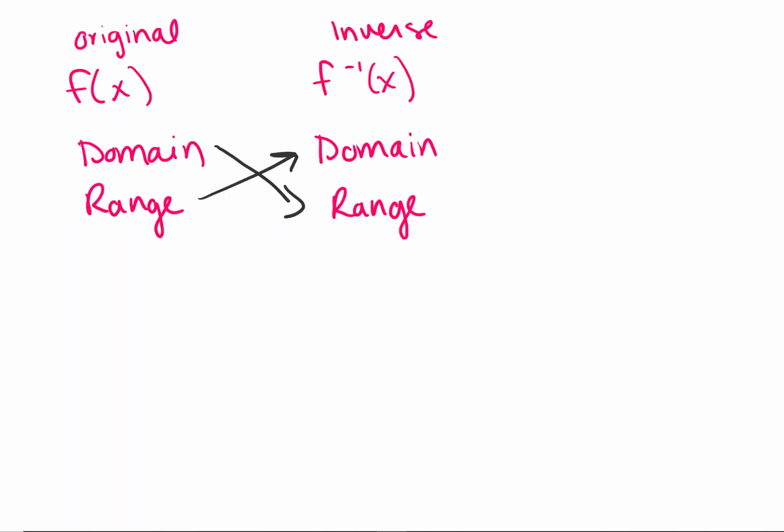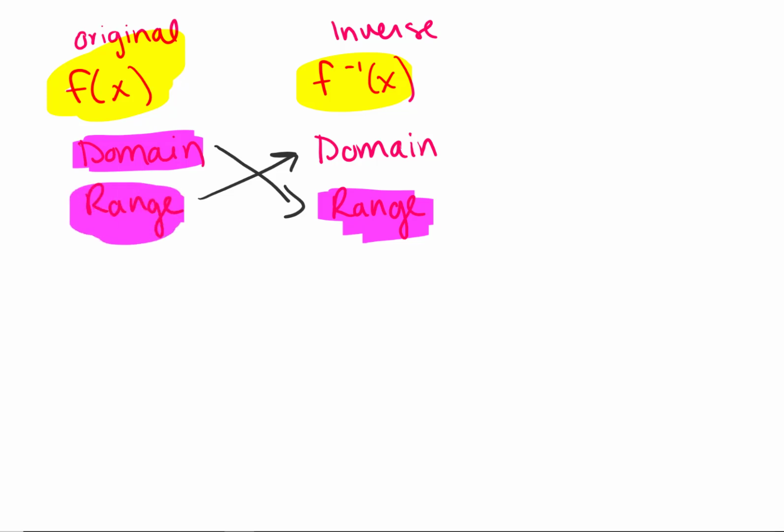So in summary, we have an original function. We can find its inverse by swapping x and y. That means that the domain of the original is the same as the range of the inverse, and the range of the original is the same as the domain of the inverse.